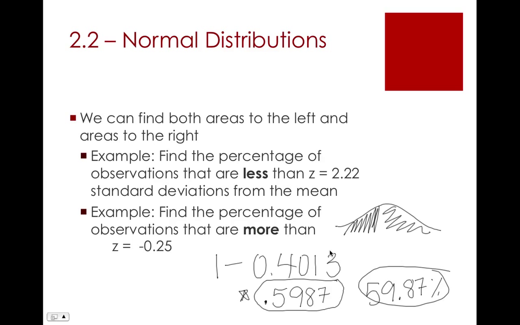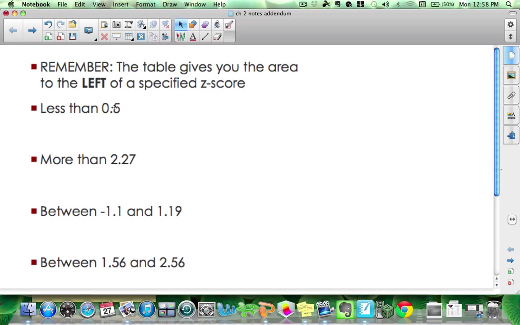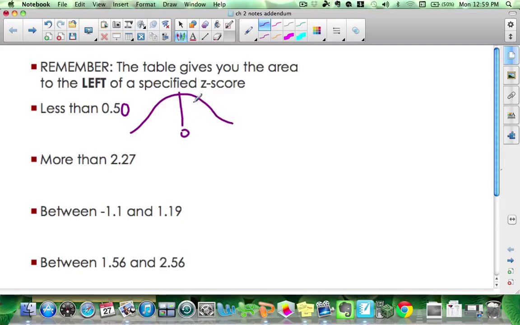Let's do a few more examples. I want to find the percent of observations that are less than 0.5, more than 2.27, between negative 1.1 and 1.19, and between 1.56 and 2.56. So with each of these, I'm going to do the first one, and then you're going to pause, and you're going to do the second one. Okay, so the first one, less than 0.5. Well, 0.5 means 0.50. The hundredths place is going to be 0. So I'm looking at 0, 1, 2, 3, negative 1, negative 2, negative 3.